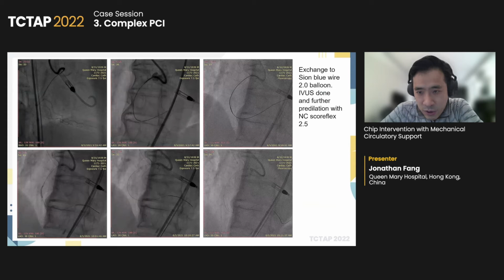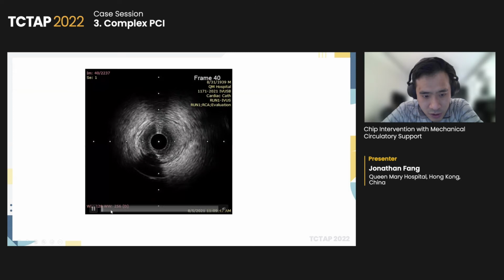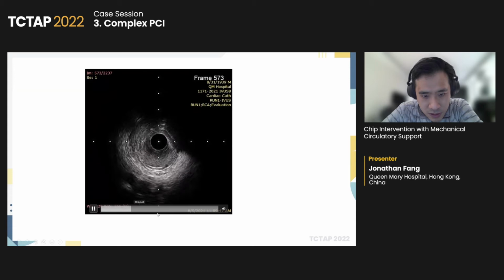Pardon me for the small images. And then we ballooned up the vessel with a 2.0 balloon. And then we did an IVUS. And for time concern, I will skip. So this was the pre-IVUS result.